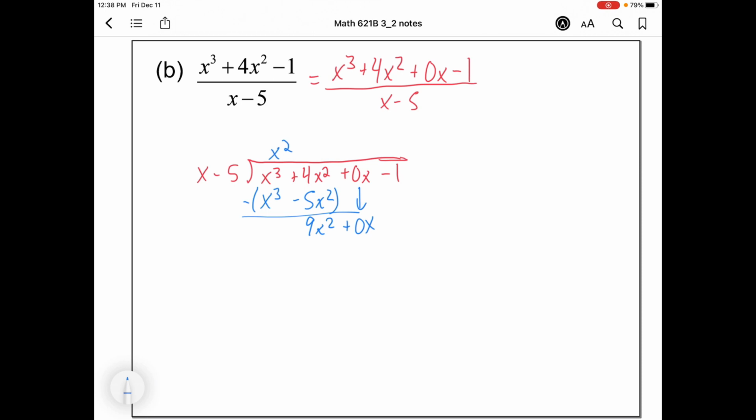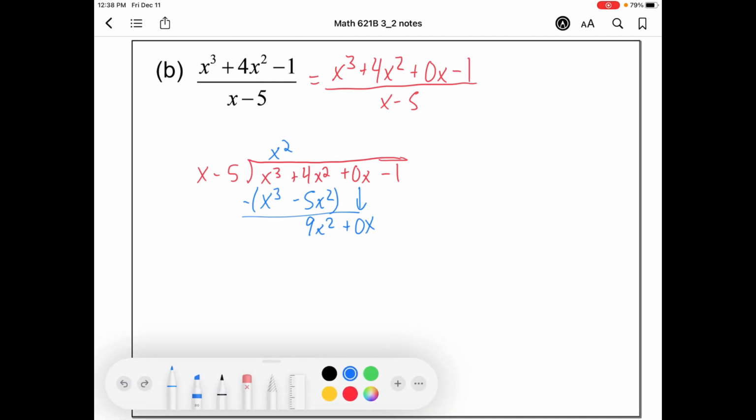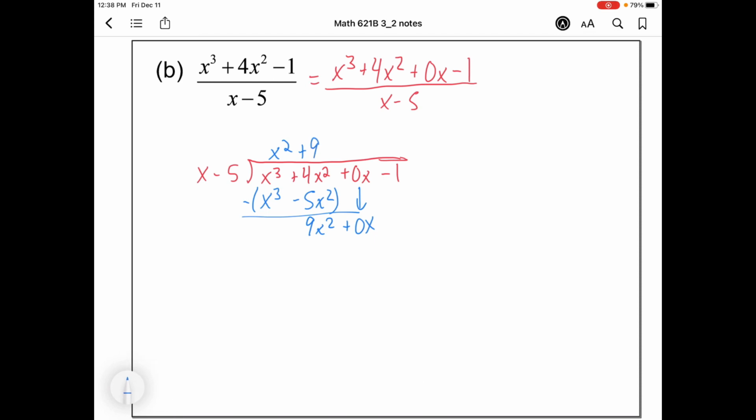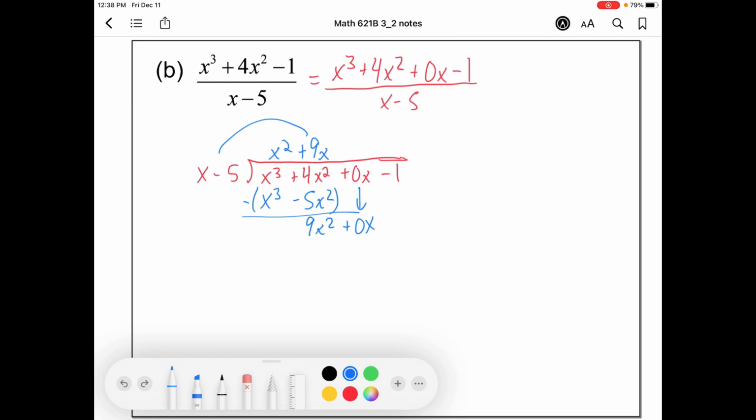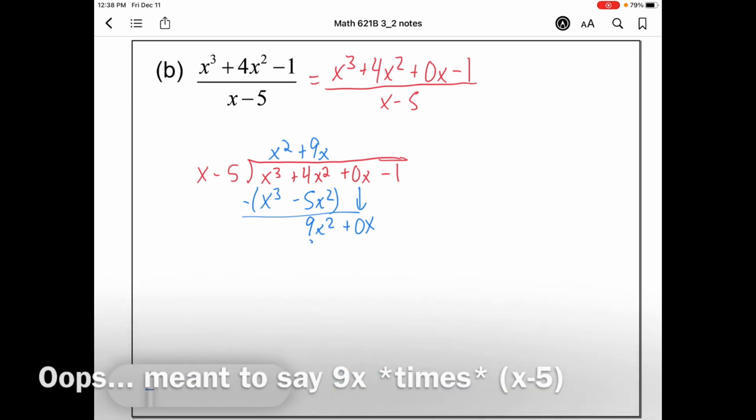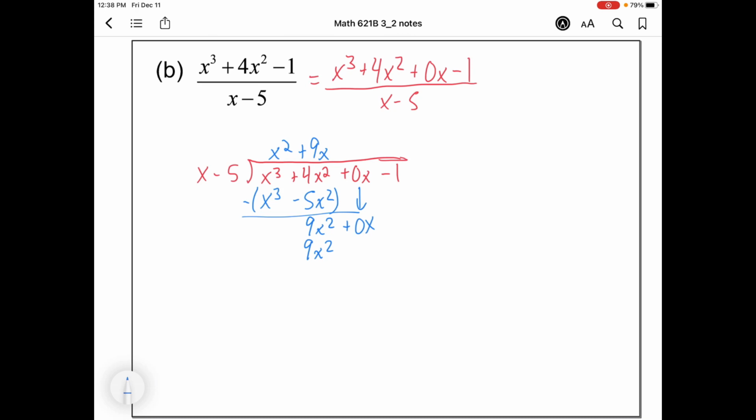So now I'm going to divide out again. 9x squared divided by x would just be 9x. I multiply this in. So 9x times x minus 5 is going to give us 9x squared minus 45x. I'm going to subtract this whole thing off. Some people like to work these out and change the signs by getting rid of the brackets. You're welcome to do that. So I've got 0x minus negative 45x. That will give me positive 45x.